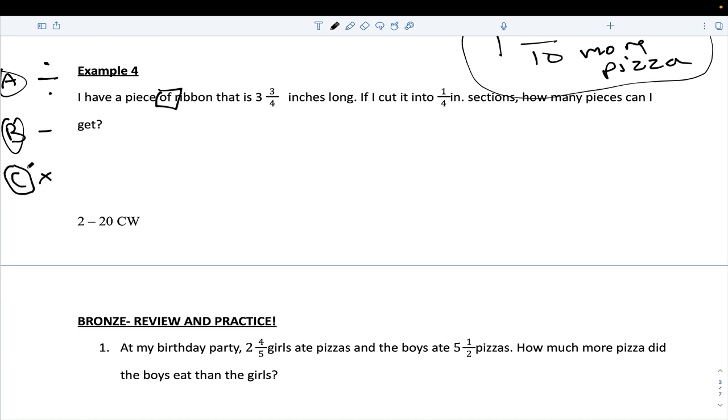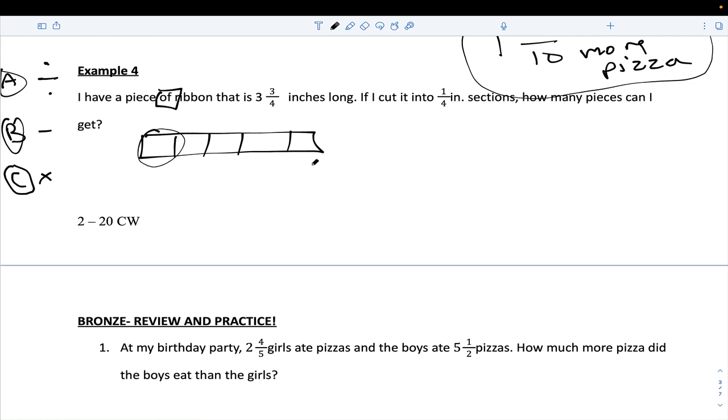If you think it's division, give me a 1. Subtraction, 2. Multiplication, 3. Hands down. Henry, why did you say division? I said division. So you see, you have 3 and 3/4 of ribbon. But then if you cut it into 1/4 ribbon, it's like dividing. You're taking away 1/4 ribbon every time you cut it, and then you have to see how many pieces you can get out of it.